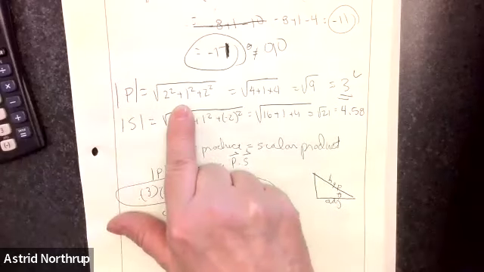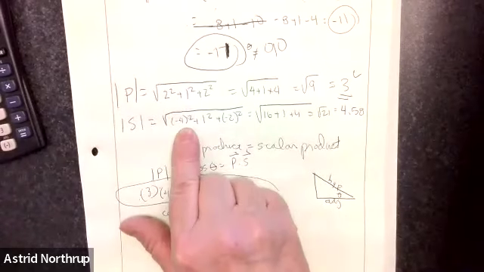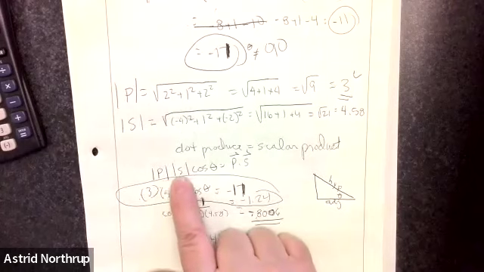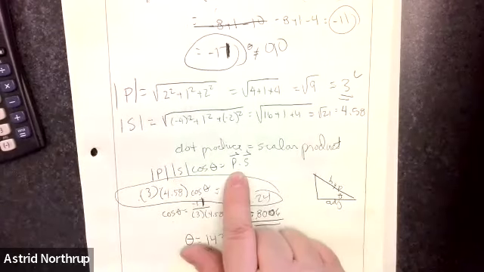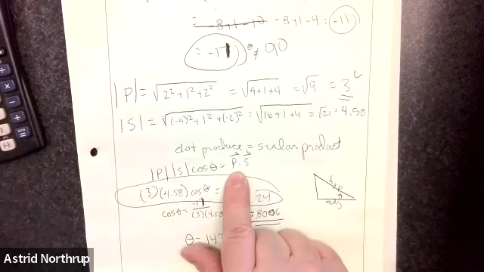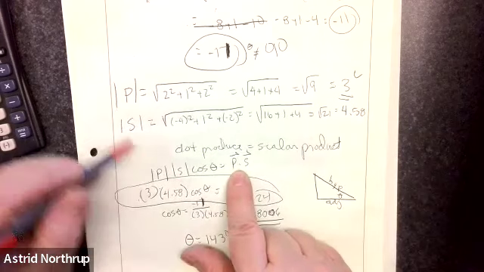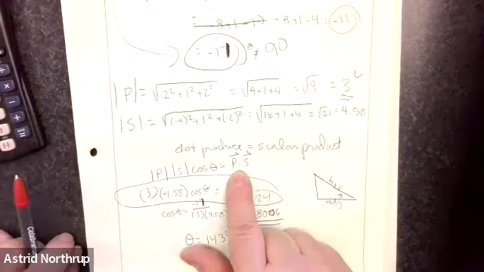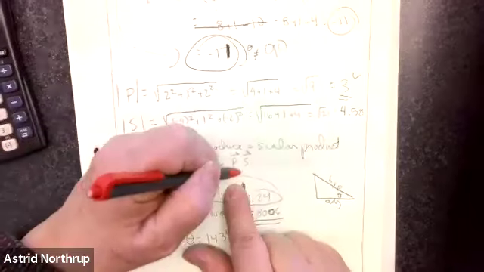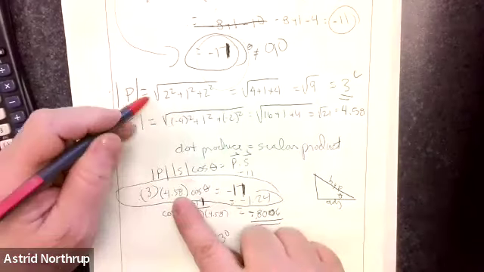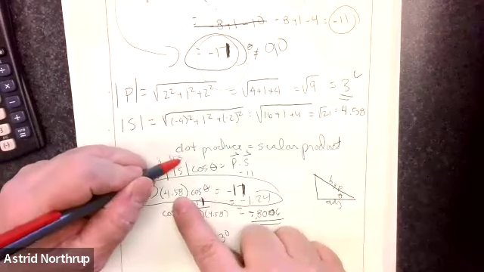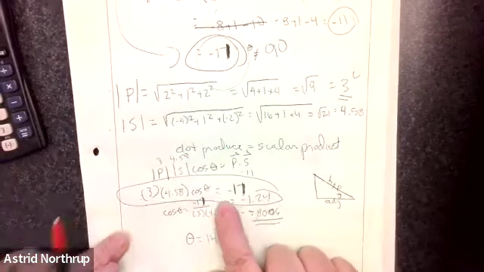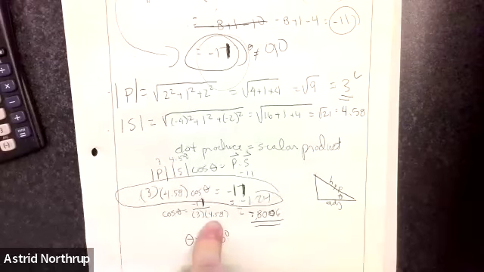So I found the magnitude of P, found the magnitude of S. Then I used the equation magnitude of P times magnitude of S times the cosine of theta is equal to the dot product of P and S. So I have computed P and S, and I've computed the dot product of P and S. So -11 is the dot product of P and S. The magnitude of P is 3, the magnitude of S is 4.58. So it breaks down into this equation, and I can solve for cosine. This is not a solution to finding the cross product of everything. This is to find the cosine.